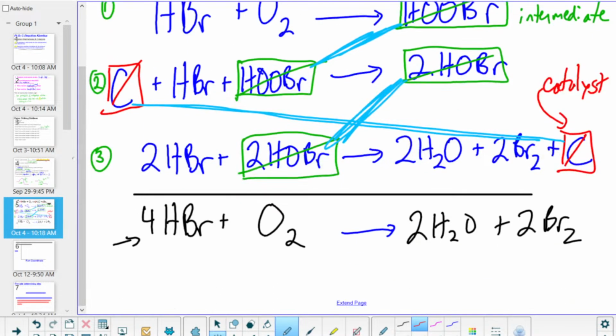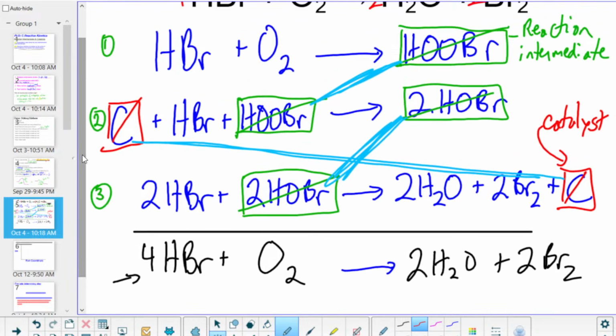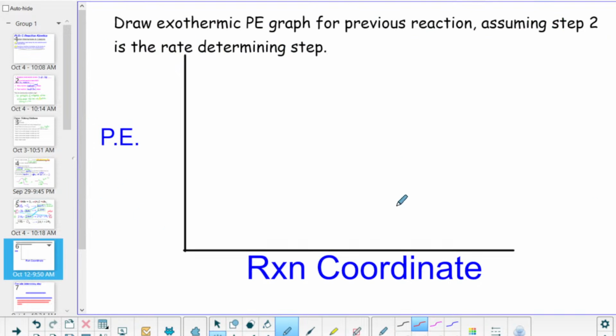What I would like you to do with Hober is I want you to draw the potential energy diagram of this reaction on this page and assume it is exothermic, and assume that step 2 is the rate determining step. I am going to come around and look at what you're doing.